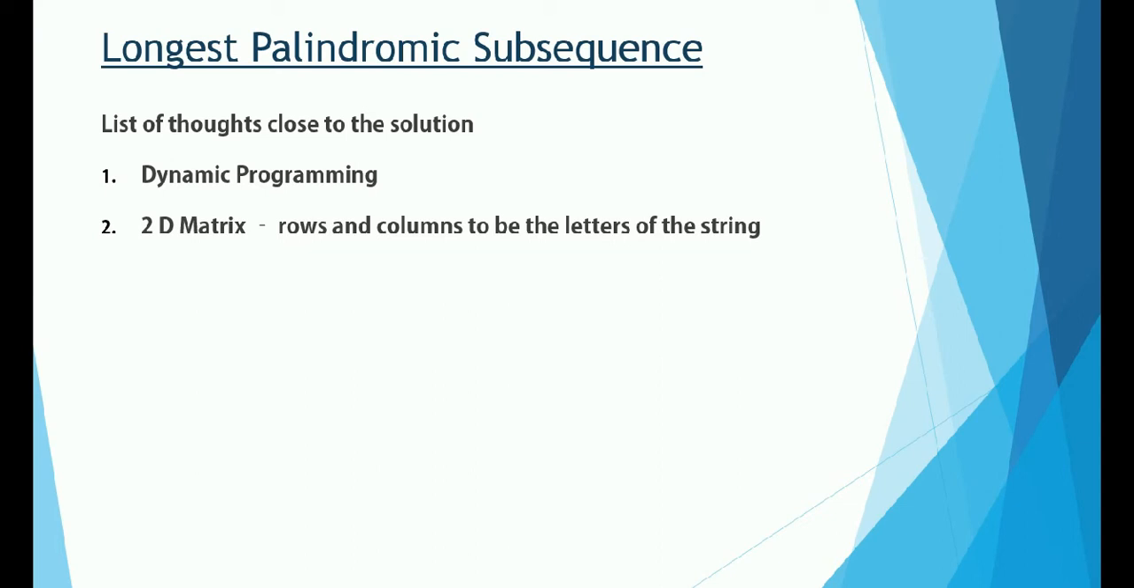All right. So in that we need to make a table, and the rows and columns are going to be the letters of the string. This is another thought which is coming to my head, and that is why I have jotted it down: a 2D matrix with rows and columns being the letters of the string. What is going to be my third thought?